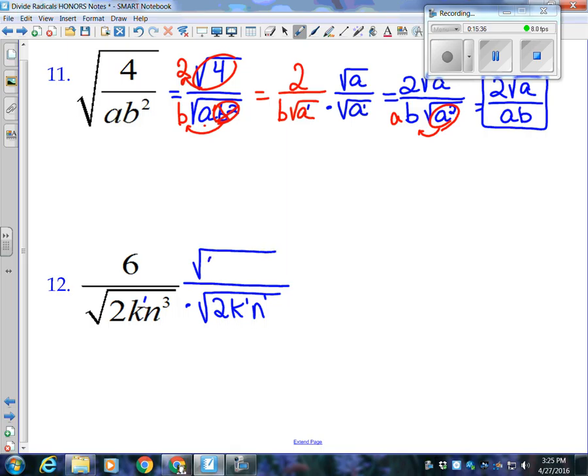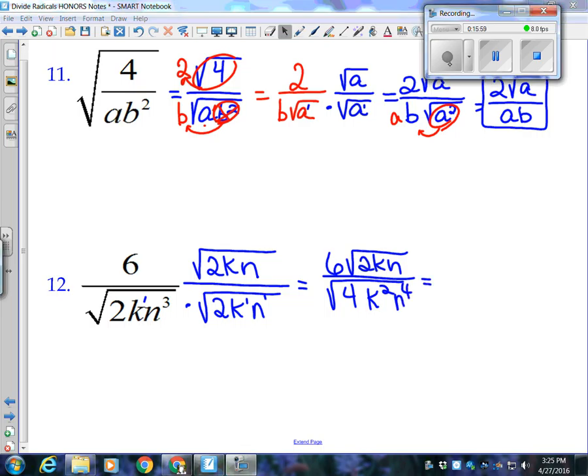So if I need that on the bottom, I'm going to multiply by the same thing on the numerator. On the top, I'm going to get 6 on the outside, and the 2, the k, the n on the inside. And now I'm going to have square root of 4 k to the second when I add exponents, n to the fourth when I add exponents. Whatever you've got to do.